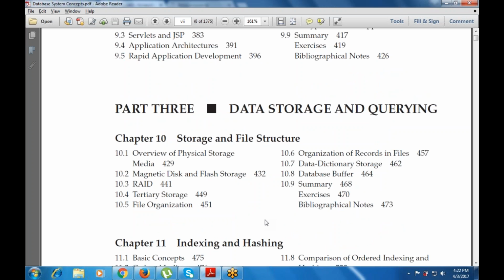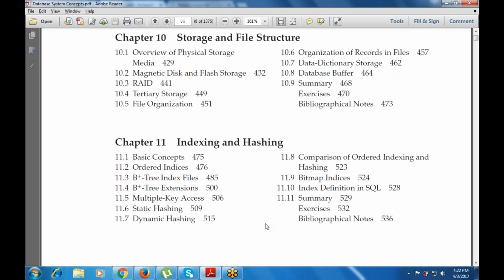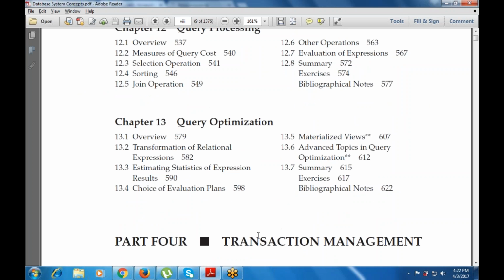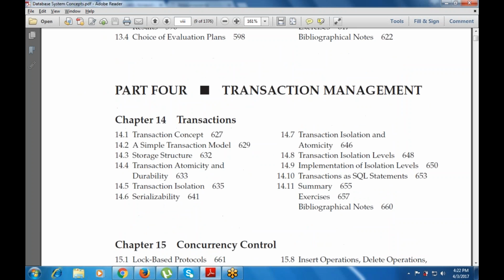So chapter number 10 is storage and file structure. Then indexing and hashing. What is the meaning of indexing? Then hashing. That includes multi-key access, definition, bitmap indices, and static hashing. Then chapter number 12 is query processing, then query optimization. Then part number 4 is transaction management.